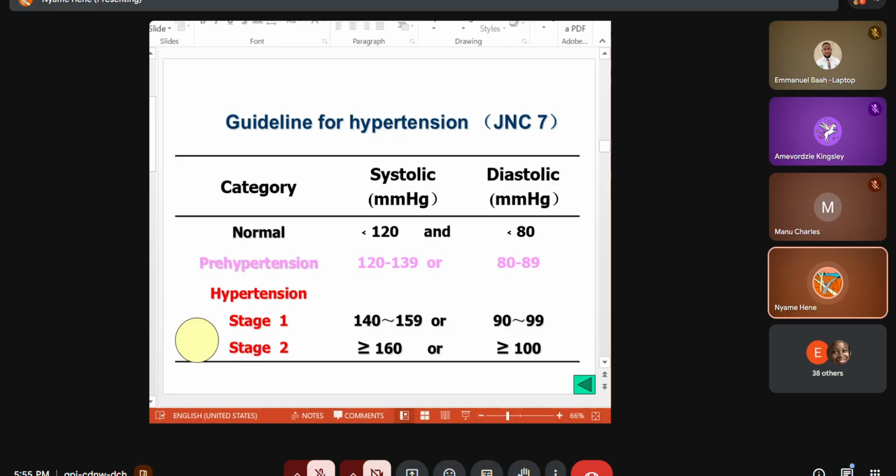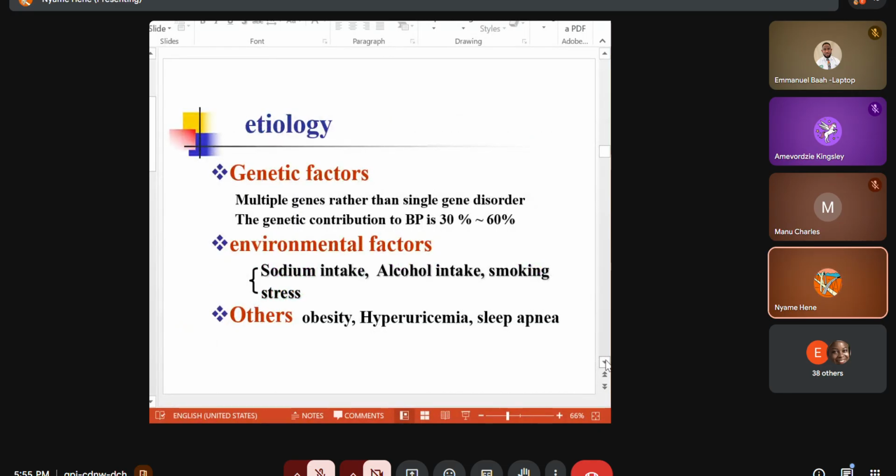Is the patient inactive? The patient does not exercise. The patient is living a sedentary life. What at all is making this patient have BP? Then you look out for it and help the patient out. We have the genetic factors.